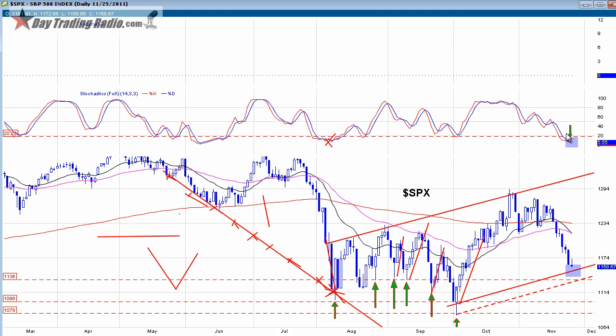I wouldn't count that. But what I would pay attention to now is the stochastics are oversold. We have the possibility of the upper trend line of a channel here. All I want to see, though, and what's going to be my signal, is this candlestick. A nice reversal candlestick will be icing on the cake for a move back up here.